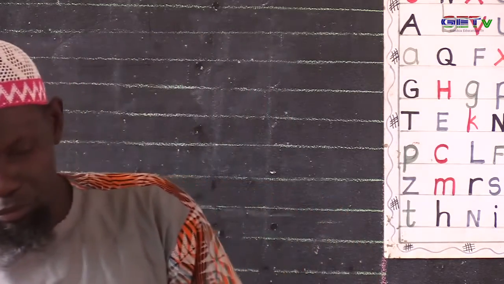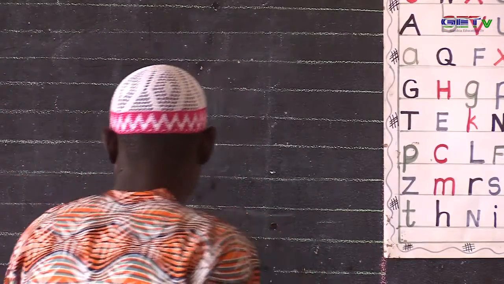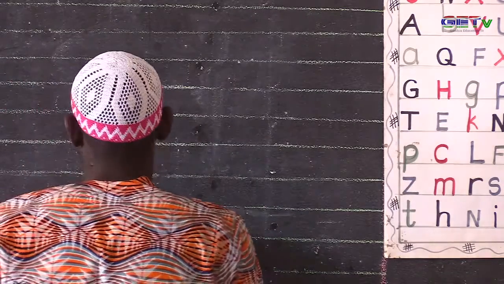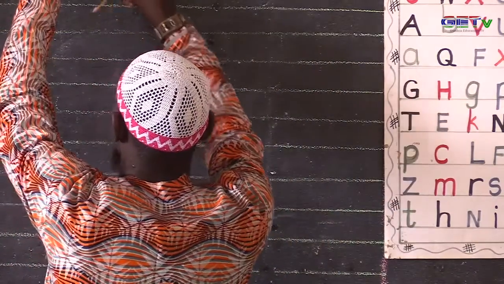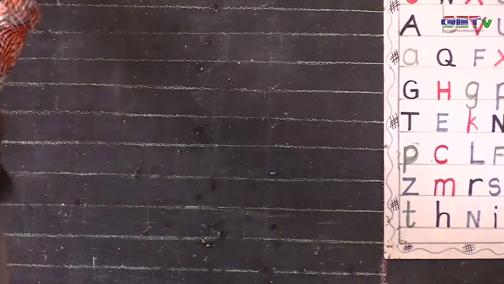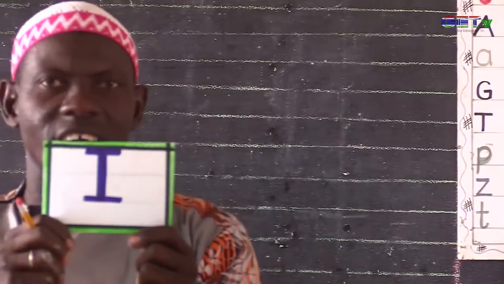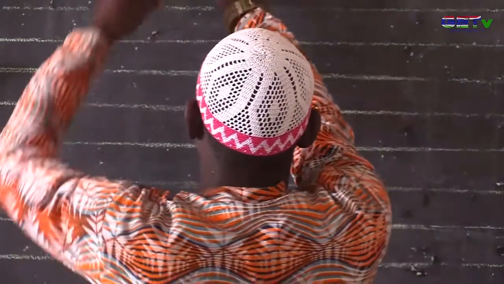An example. The very first example I'm going to tell you is letter I. Is this letter. What is this letter? Very good. This is letter I. That is the name. Very good. Letter I.